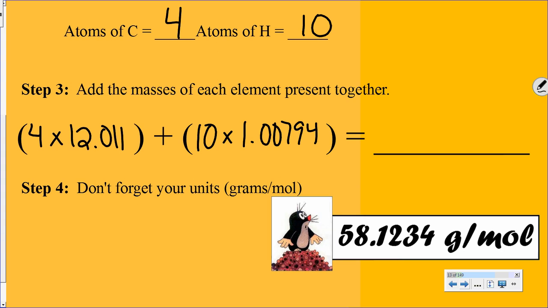58.1234 grams per mole. In terms of my significant figures, because I have 3 decimal places here, I kept 3 decimal places here. Many of the problems that we're doing, if you keep the gram formula mass with all your decimal places, it doesn't create a huge issue, so a lot of times it's okay to do that.